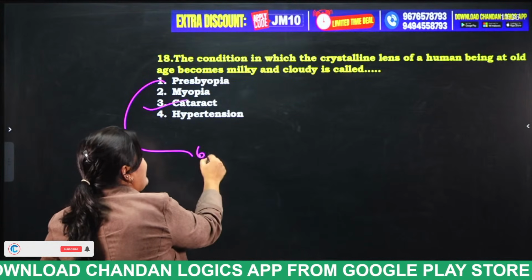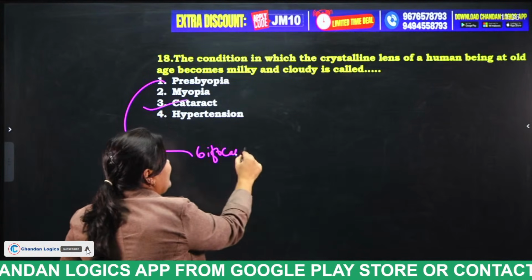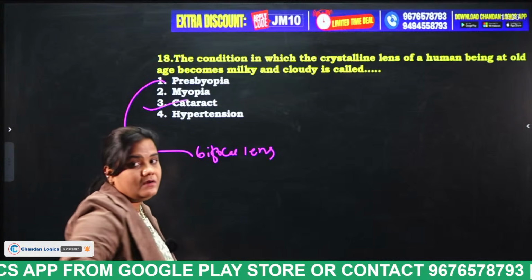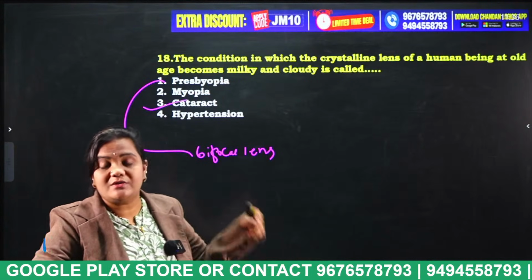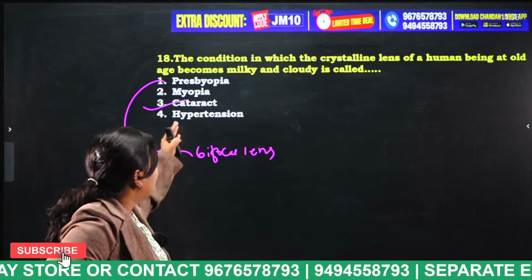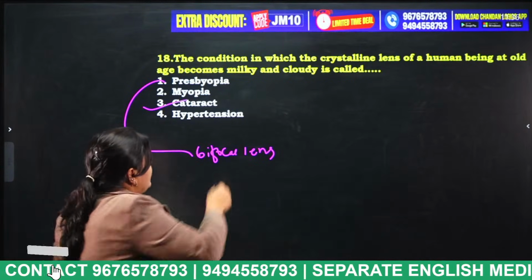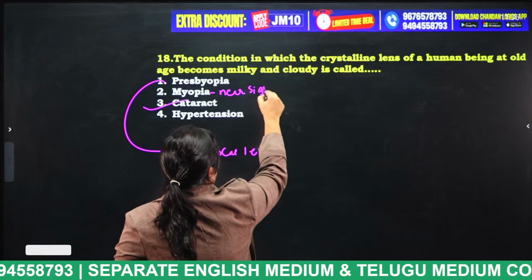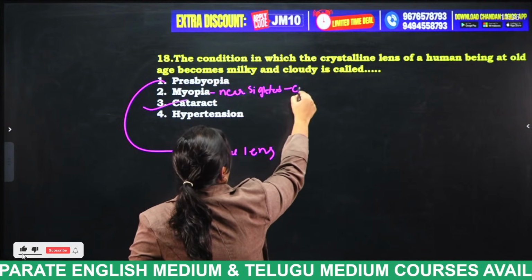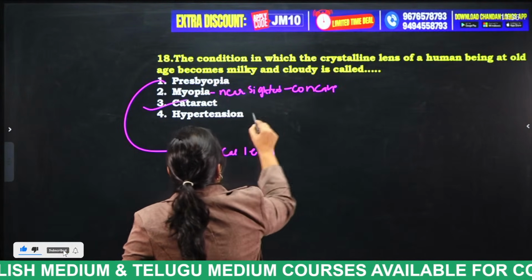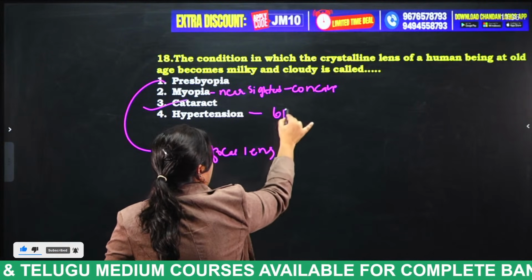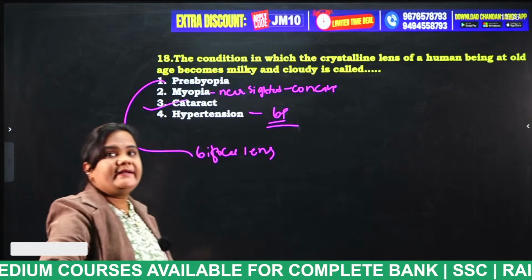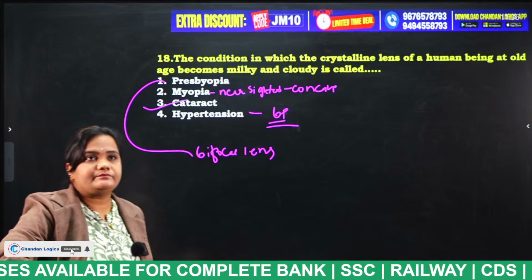For presbyopia, we use a bifocal lens. Here, the person has trouble with both the far side and the near side. Myopia is the condition where the person cannot see far objects, and at that time he will use a concave lens. And hypertension is related to blood pressure. It is not related to eye conditions. Okay. Next.